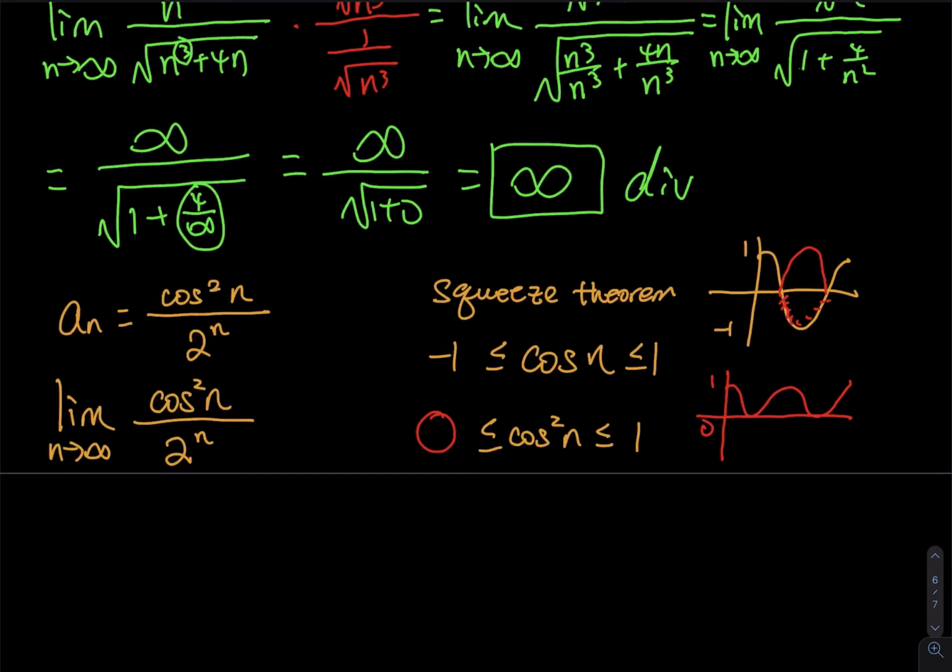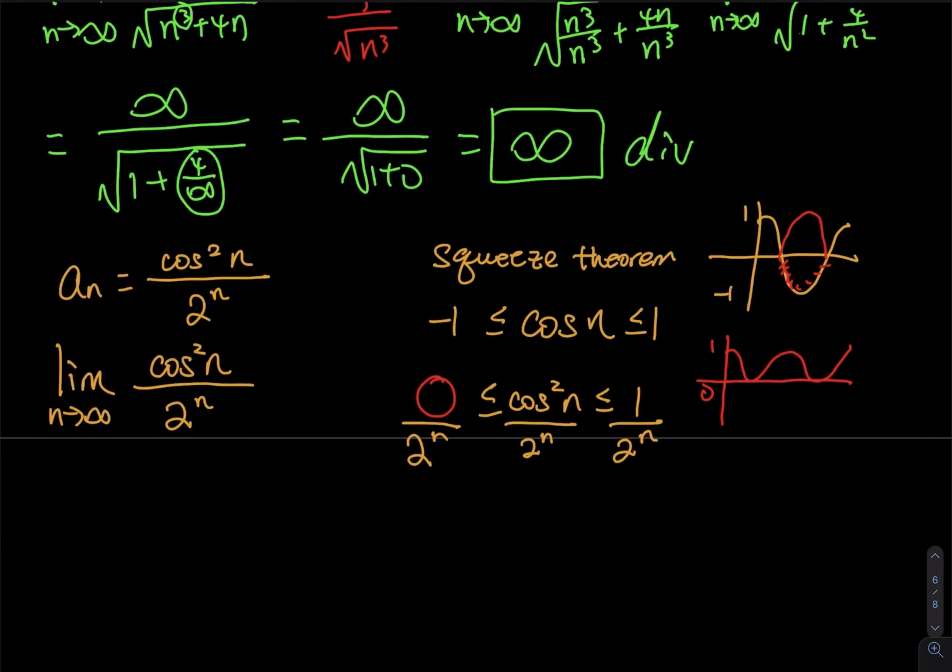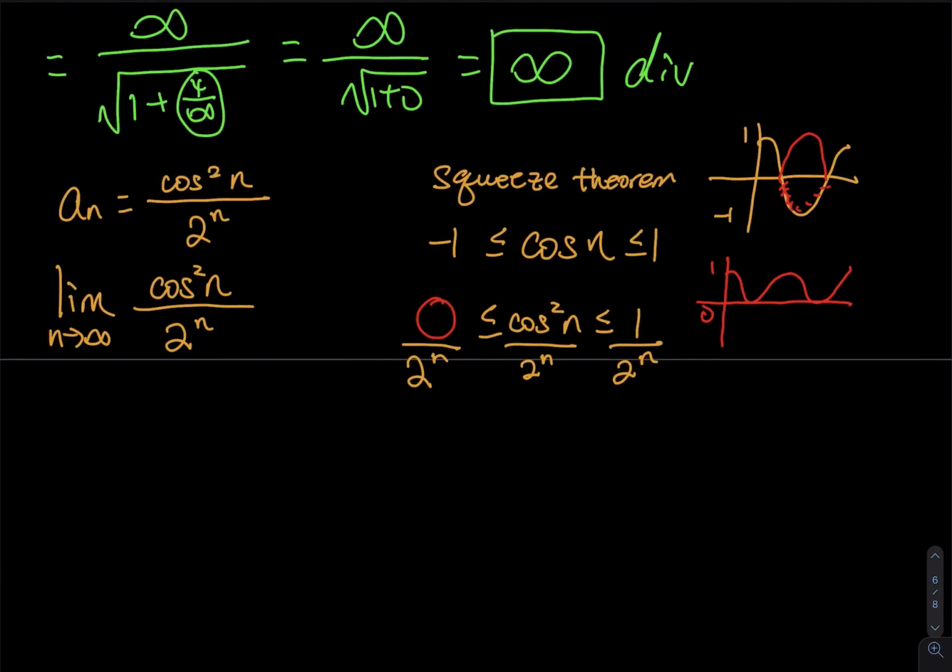Okay, so what is the difference between the cosine square and the given sequence? So we have a_n divided by 2 to the n, fine. Then we divide each side by 2 to the n. Okay, so now 0 divided by 2 to the n is 0, so that is less than or equal to cosine square of n divided by 2 to the n, less than or equal to 1 divided by 2 to the n.